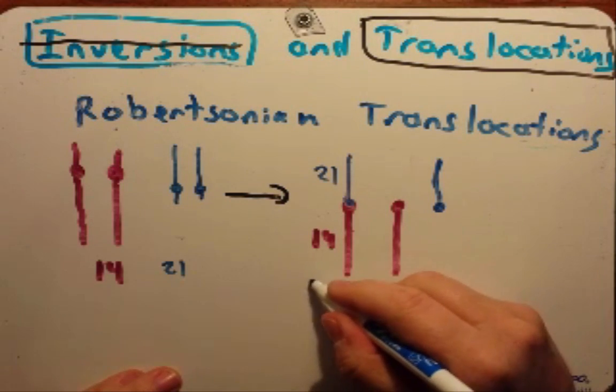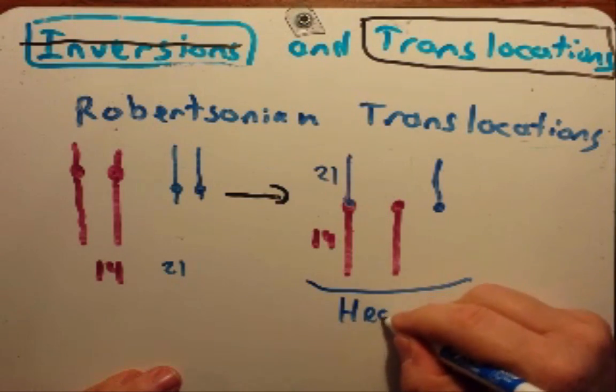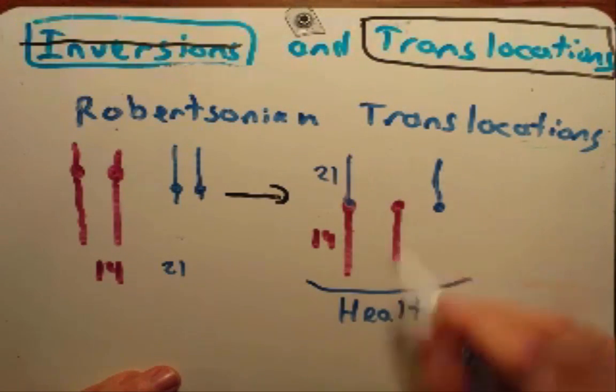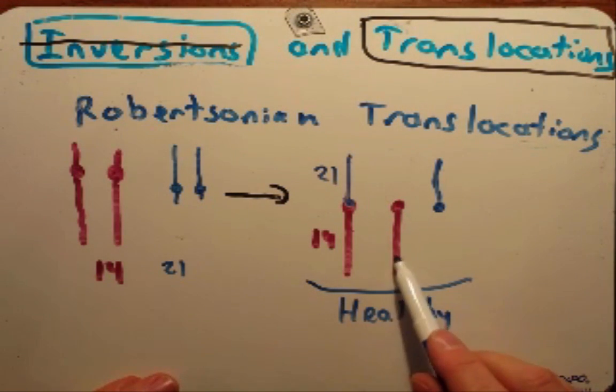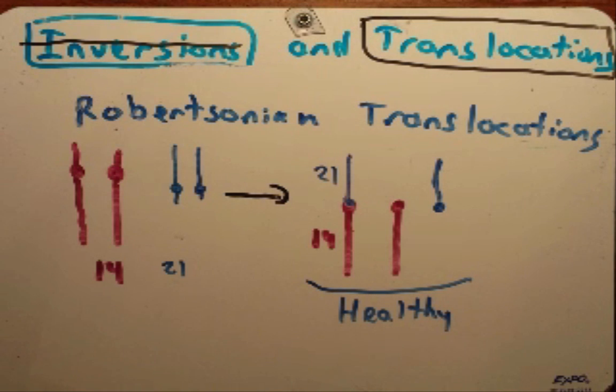So this person here is healthy. 2 copies of 14, 2 copies of 21. Overall, they have 1 fewer chromosome because they don't have 2 specific ones each of these, but they have the same genetic material and they're healthy. So the problem occurs during gamete development.